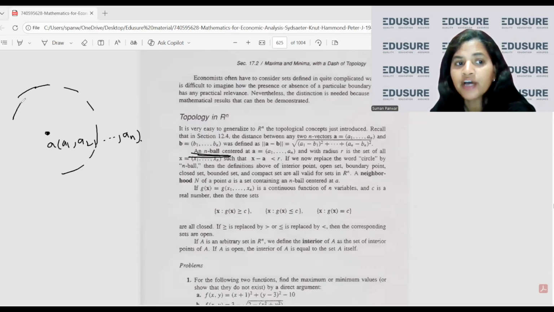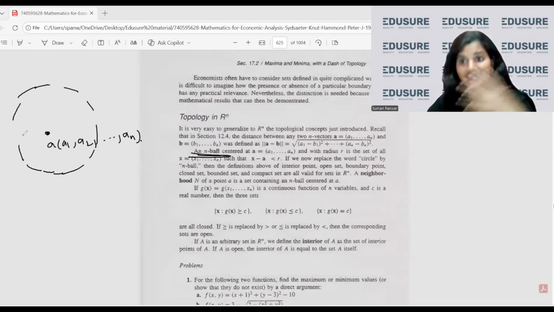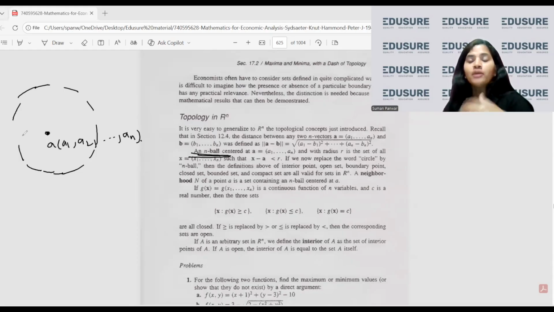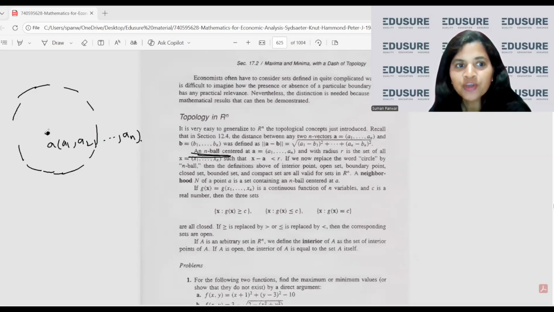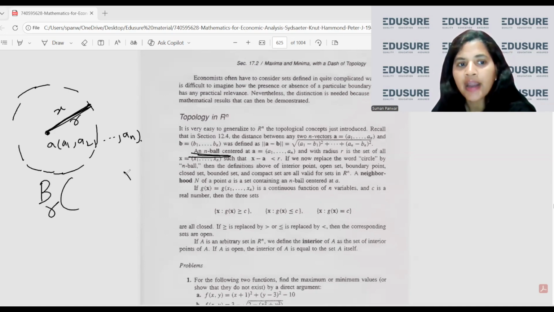Now look, I am drawing a 2D representation, but this is something in 3D. For example, if I talk about a 3-ball, I am talking about a ball in 3D. A ball in 3D will be a sphere with a particular center. This is an n-dimensional sphere, so it has a center, and it contains all those x such that the distance is less than r. So this is a ball with radius r and center A.